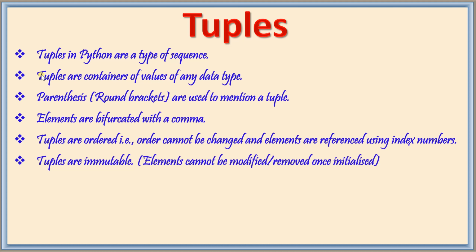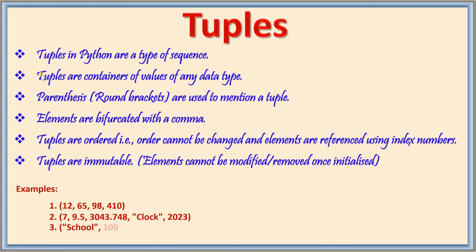Tuples are immutable. That means once the tuple is initialized, we cannot change, add new, or delete an element from the tuple. These are some examples here. The first one has all integer numbers as its members. The second one has mixed data types. We can also have another sequence inside this tuple, or one more tuple inside the tuple.